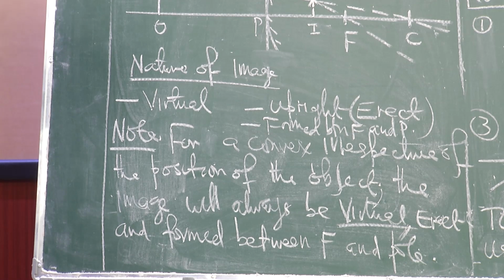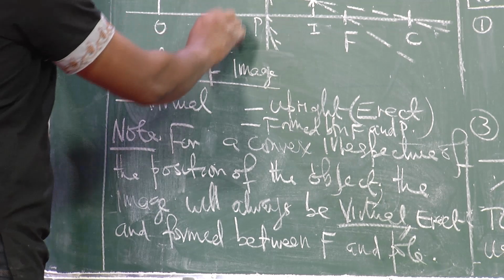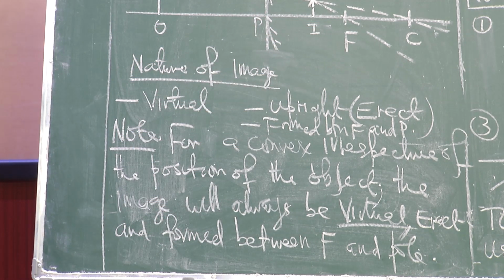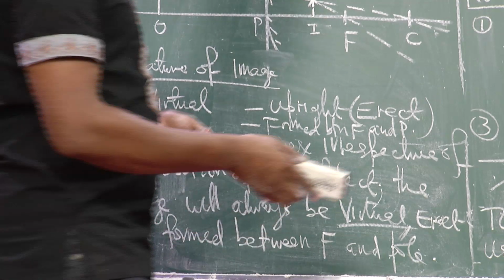This is a must, that even if you brought the object closer, the image will always be between these 2 points. It will always be virtual. It will always be upright. It will always be between those 2 points, virtual and upright.